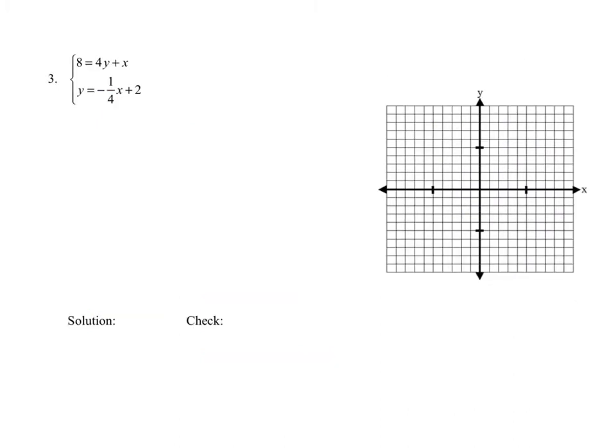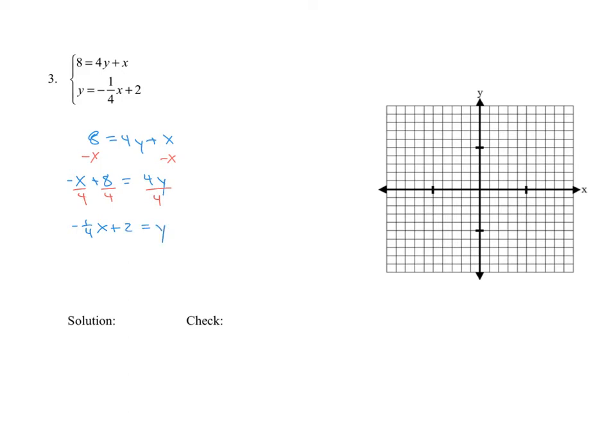Now we're going to look at a system of equations where something a little strange happens. So if we take that top equation and solve for y, 8 equals 4y plus x, I'm going to subtract the x from both sides to move that over, and I get negative x plus 8 equals 4y, and now I'm going to divide both sides by 4, and I get -1/4 x plus 2 equals y.